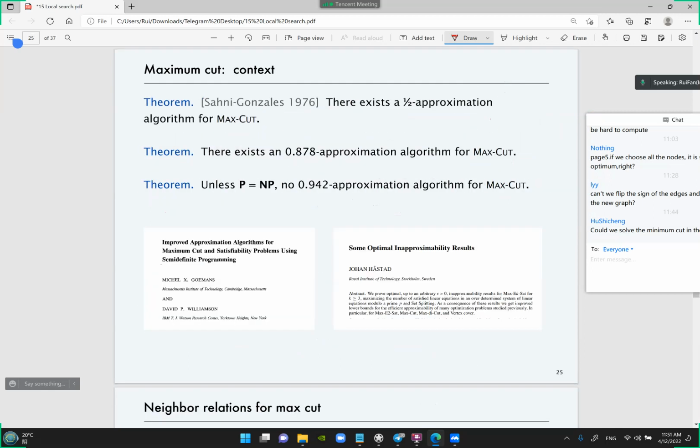Okay, so I'm almost out of time. Okay, so I guess I am out of time. So I'll just say one more, or actually two small things. Okay, so first of all, this local search algorithm.